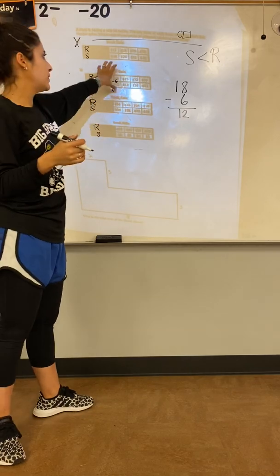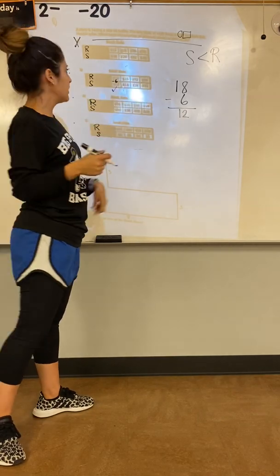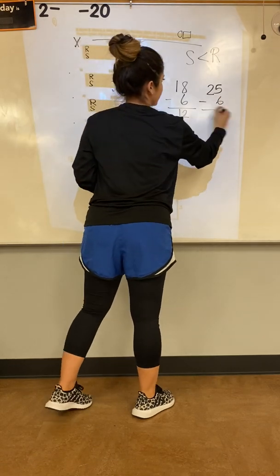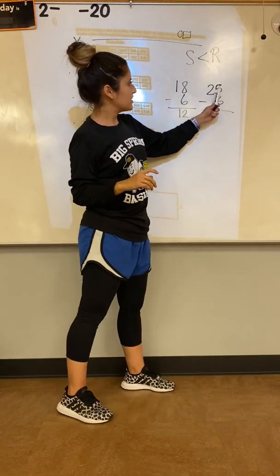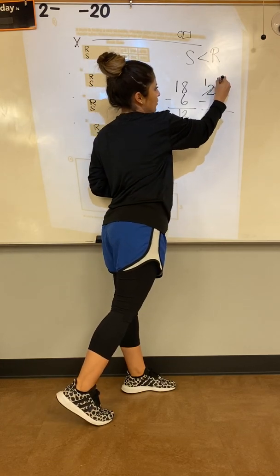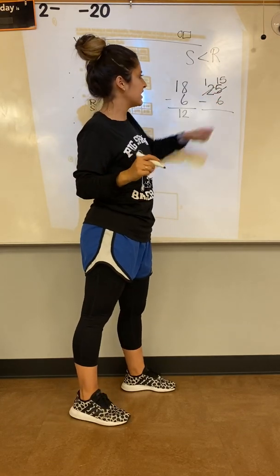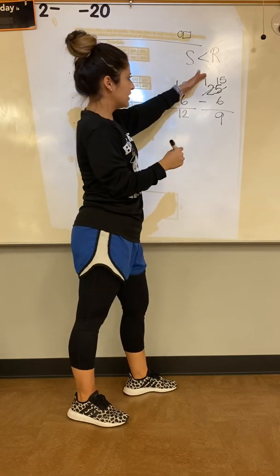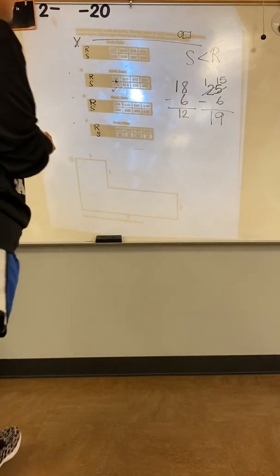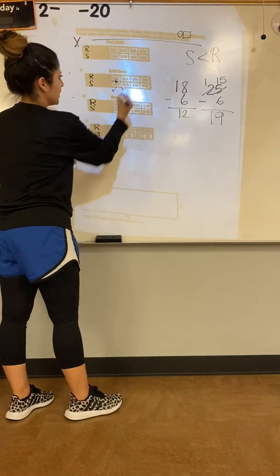Just because it's true here doesn't mean it's true the rest of the way through. So let's check that out. 25 minus 6. Well, we know that we cannot do 5 minus 6. We go next door, get 10 more. 15 minus 6 is 9. 1 take away nothing is 1. Did we get 19? Yes. Let's check our next one.